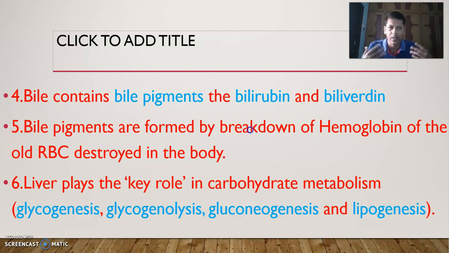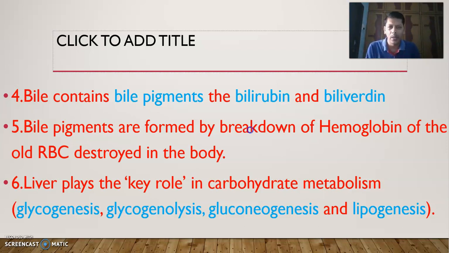When we become old, finally there is death, and after death our bodies are buried in a burial ground. Like that, in our body also there is a burial ground for RBC. The graveyard of RBC is the spleen. To some extent, RBC are destroyed in our liver as well.